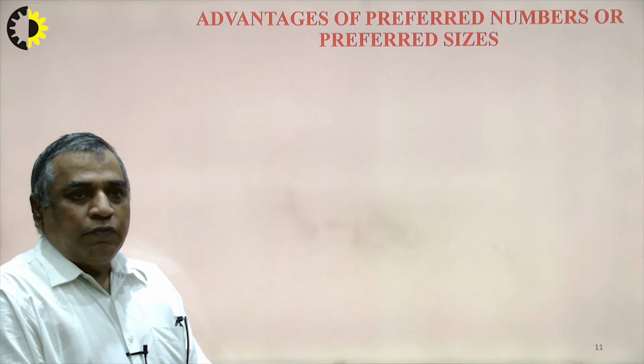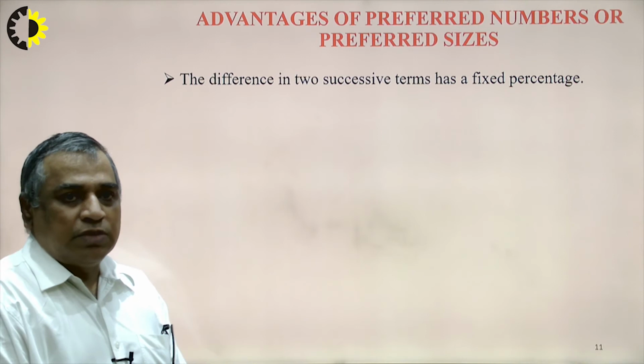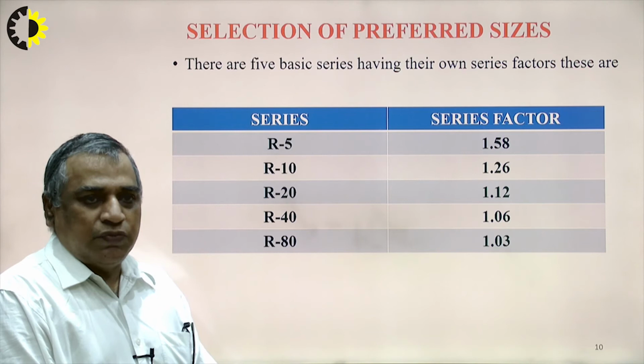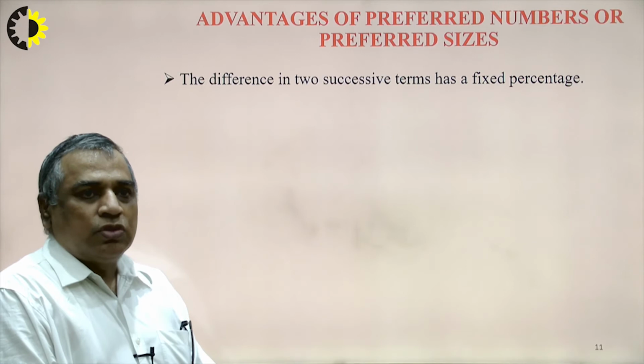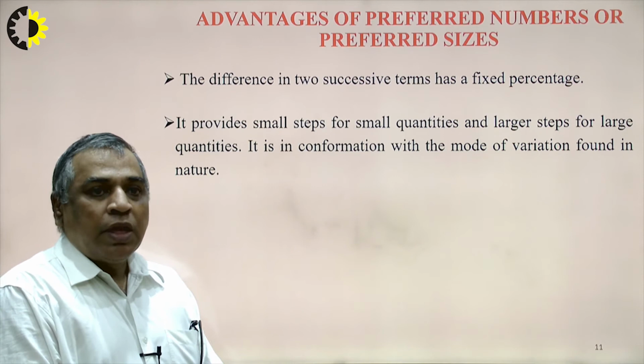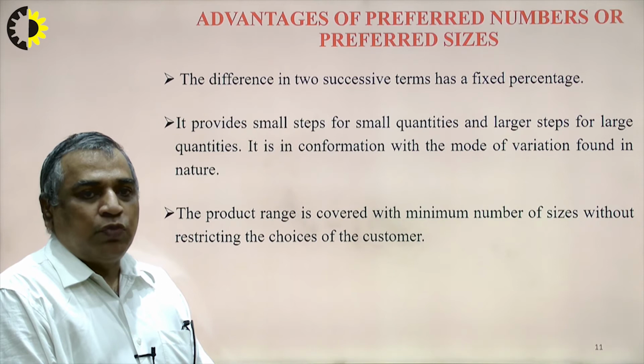So for the advantages of preferred numbers or preferred sizes, the difference in two successive terms has a fixed percentage, as we have seen, this is a fixed series factor. So there is a fixed percentage between the successive sizes. So from the very first, we can predict what will be next. Then it provides a small step for small quantities and a larger step for large quantities. It conforms with the mode of variation found in nature, and the product range is covered with a minimum number of sizes without restricting the choice of the customer.